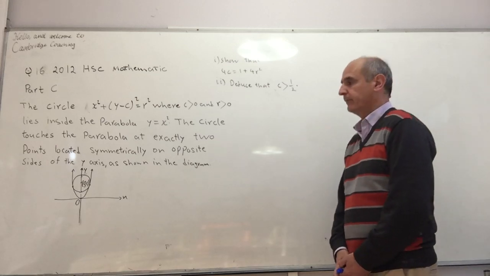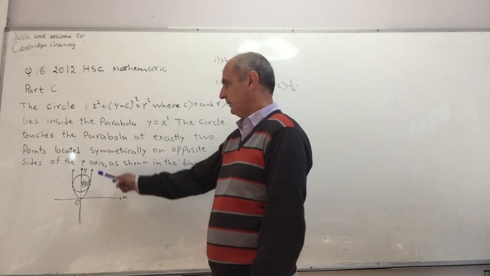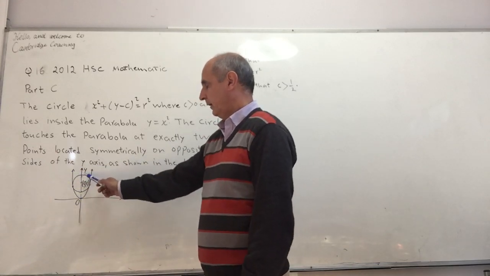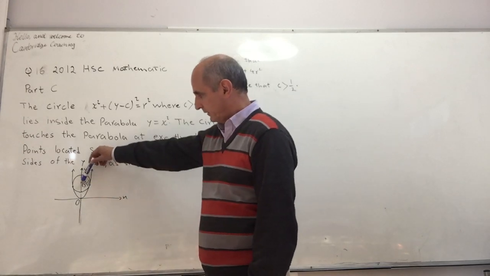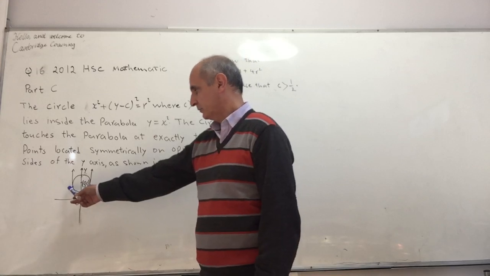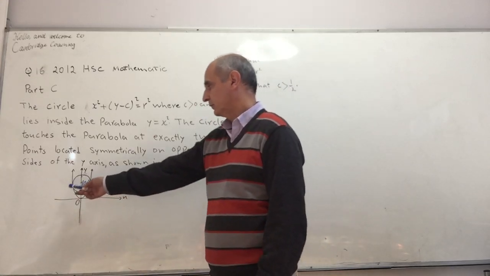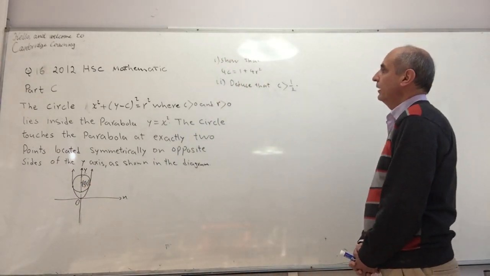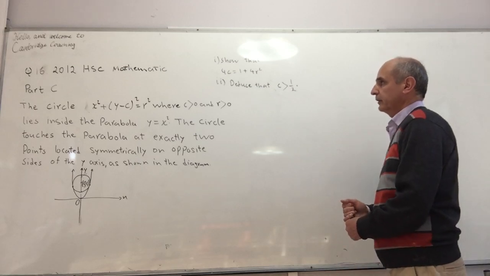So we have this Cartesian plane and we have this parabola, and inside that parabola we have this circle with the center (0, c), and as you can see it touches the parabola at 2 points. Part I: show that 4c is equal to 1 plus 4r squared.